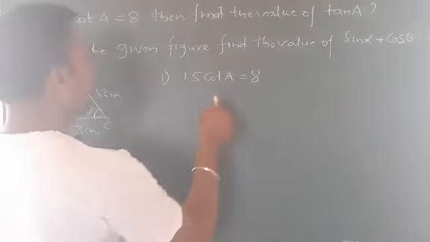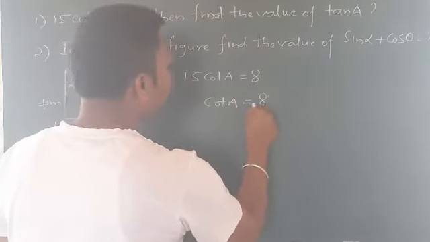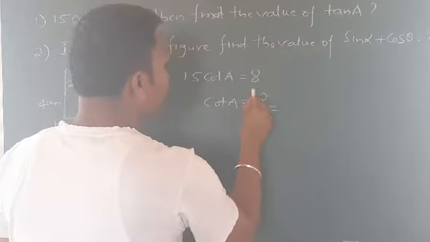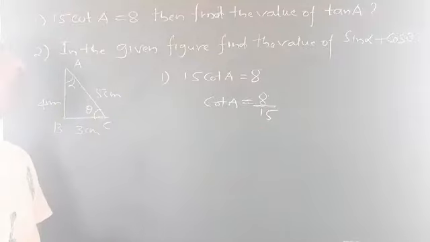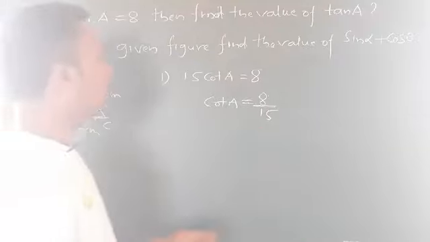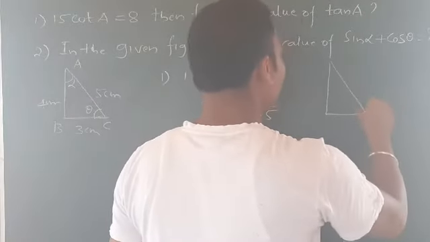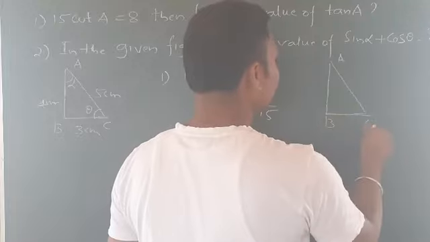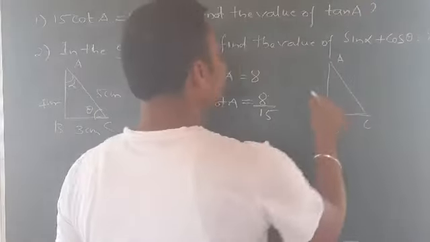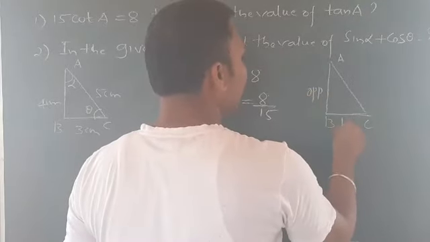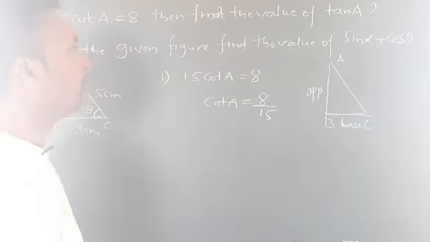This is very easy. Now I'll take cot A is equal to 8 by 15. Now cot A is equal to 8 by 15, and we need the value of tan A. You know it very well, so let me draw a figure here. This is A, this is B, and this is C. Tan means opposite by base, so this is opposite and this is base. Now cot means base by opposite.